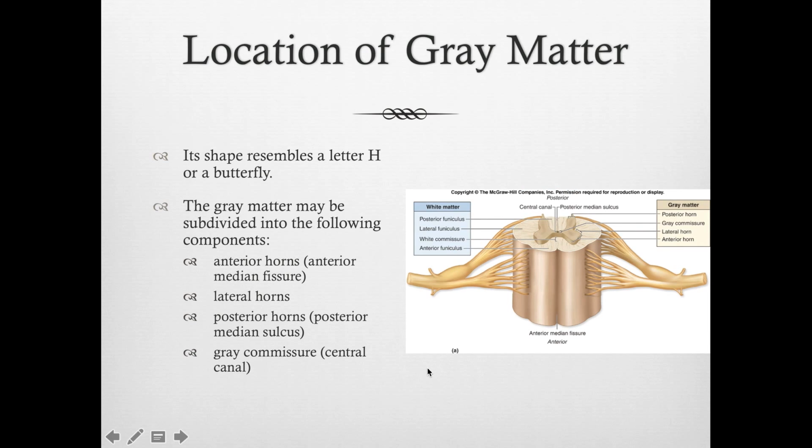Now, there is gray matter in the spinal cord just like there is gray matter in the brain. And there is white matter in the spinal cord, again, just like there is white matter in the brain. However, in this case, it's kind of interesting. This is a very flip-flopped scenario.